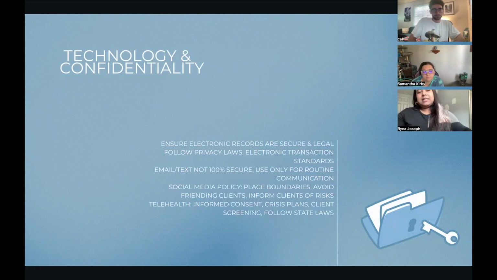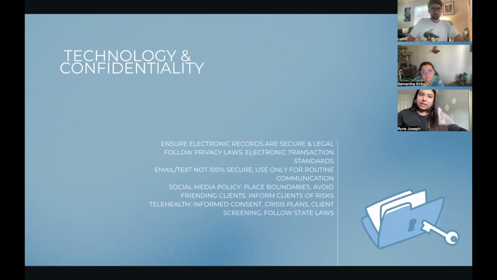Okay, technology and confidentiality. These are becoming more important in social work practice today. So first, social workers have to make sure electronic records are kept secure and that they're handled in line with legal standards like privacy and data protection laws. We also have to follow electronic transaction standards. This means that how we store, how we share and send client information must meet ethical and legal requirements.